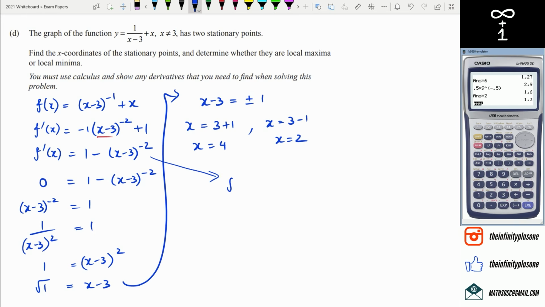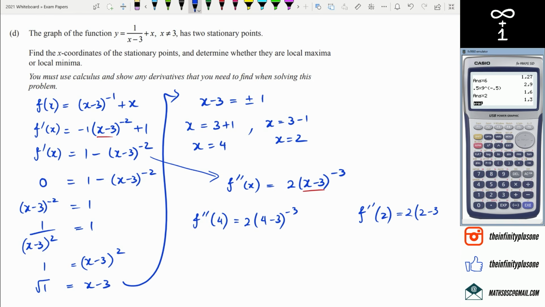From there, I'm going to go f double dash of x. When I differentiate 1, it becomes 0. Negative times negative 2 is positive 2, (x minus 3) to the power of negative 3. And again, I don't need to worry about the inside of the bracket because when I differentiate it, I just get 1. So I need to figure out what f double dash of 4 is and f double dash of 2 is. So for 4, I've got (4 minus 3) to the power of negative 3, and for 2, I've got (2 minus 3) to the power of negative 3.